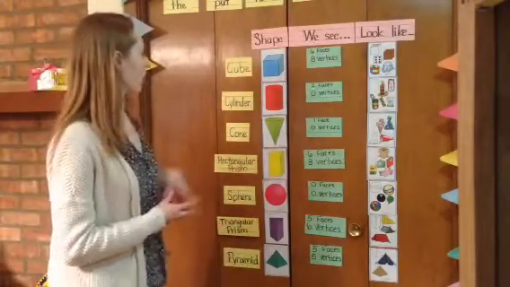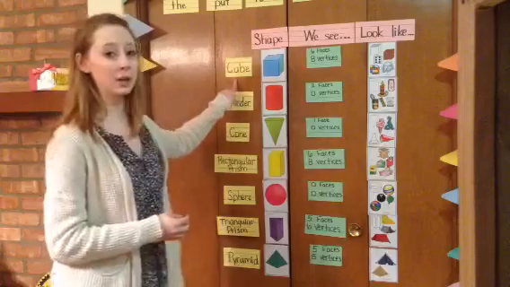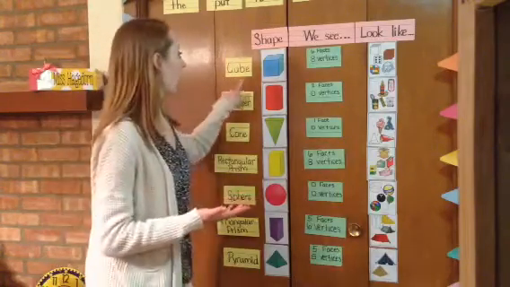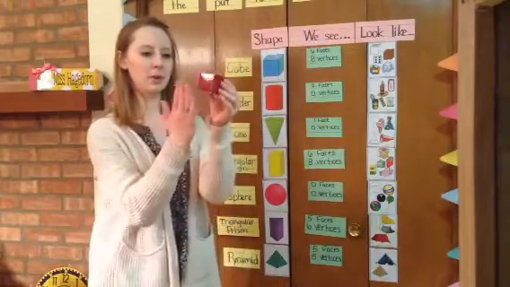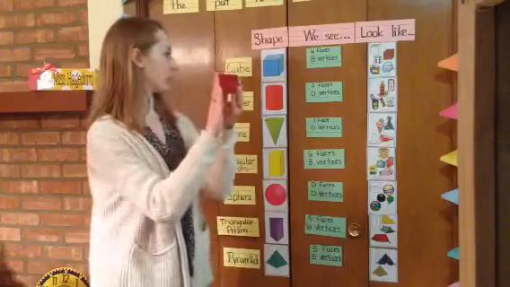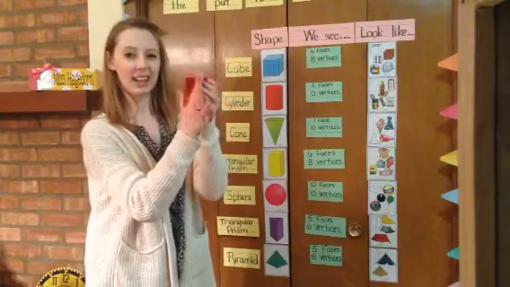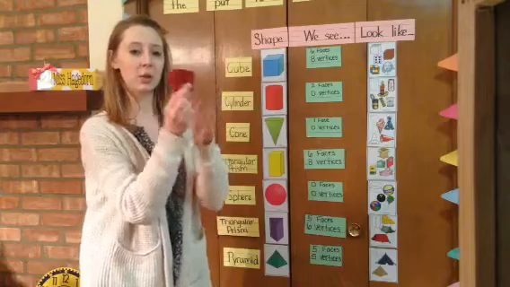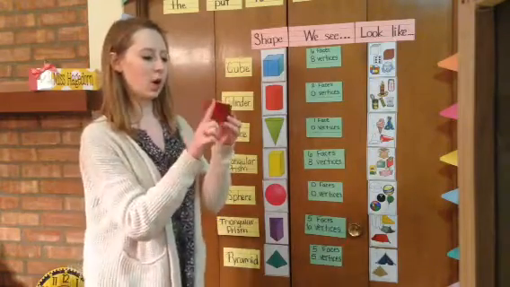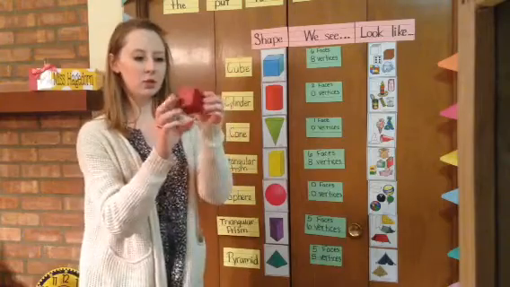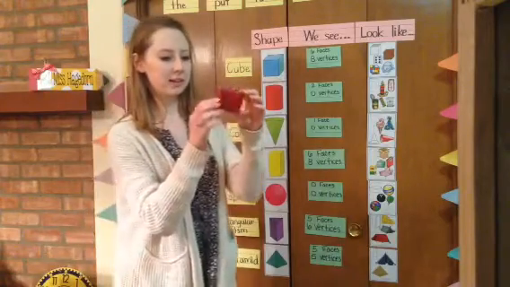So the first one is a cube. Can you say that with me? Cube. A cube looks like this. It is actually made up of squares. Each flat side of a 3D shape is called a face. Can you say that with me? Face. So a cube is made up of square faces.